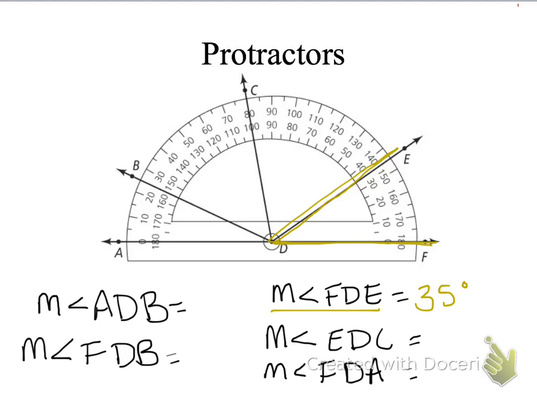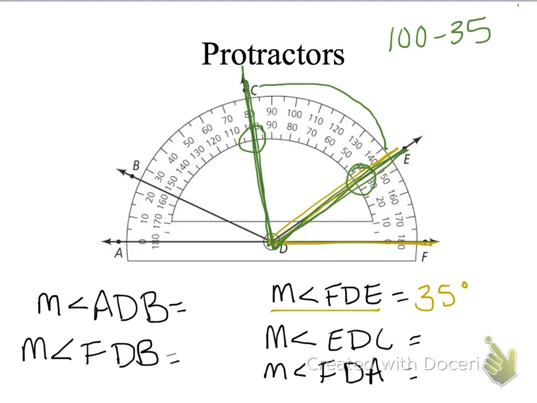Okay, angle EDC is right here. So this one's going to be tricky. It looks like I start here at 35 and then I end here at 100. So I need to figure out what the degrees is in between this. I'm going to take 100 minus 35 to figure out what that is. And that's going to be 65 degrees.